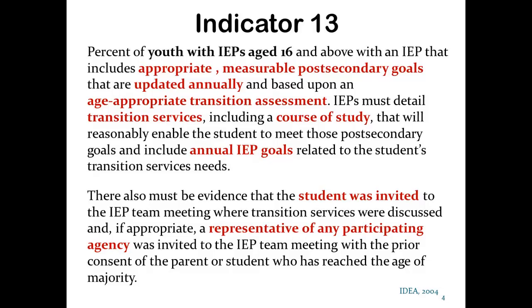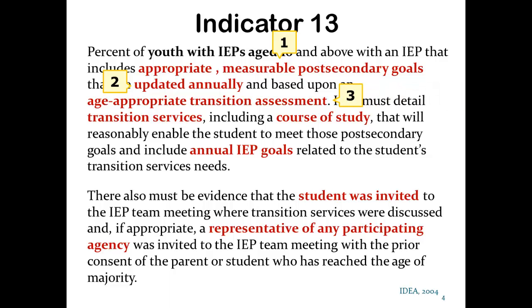The 8 compliance elements are often referred to as State Performance Plan Indicator 13. Indicator 13 is defined as the percent of youth with disabilities that reach the age of 16 or above and have an IEP that includes appropriate, measurable post-secondary goals that are updated annually and based on age-appropriate transition assessments.